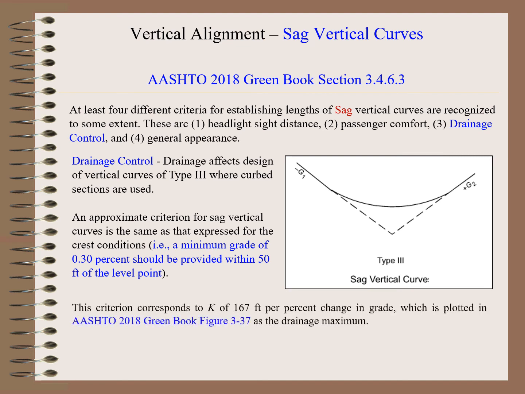This criterion corresponds to K of 167 feet per percent change in grade, which is plotted in the AASHTO Green Book figure 337 as a drainage maximum.